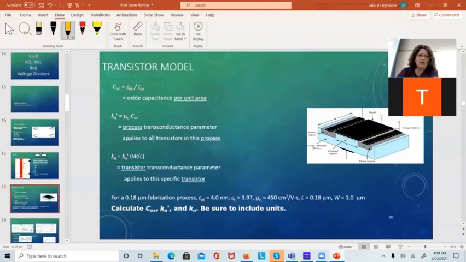Okay, remember, on the front page of the exam, I have Kn prime. I'm never going to have you do that calculation. It's written on the front page. I may have you do this one. The Kn of the transistor equals the Kn prime, which is on the front page, times W over L, if you know it. You know L, it's 0.13 micrometers. It's written on the front page.